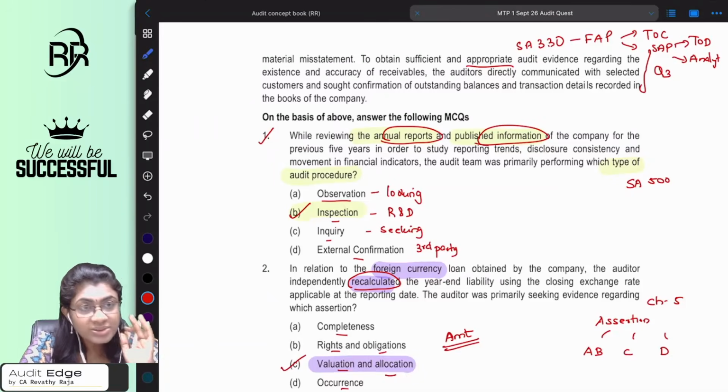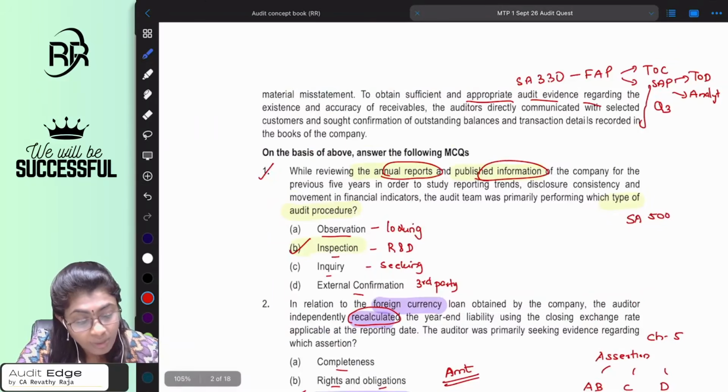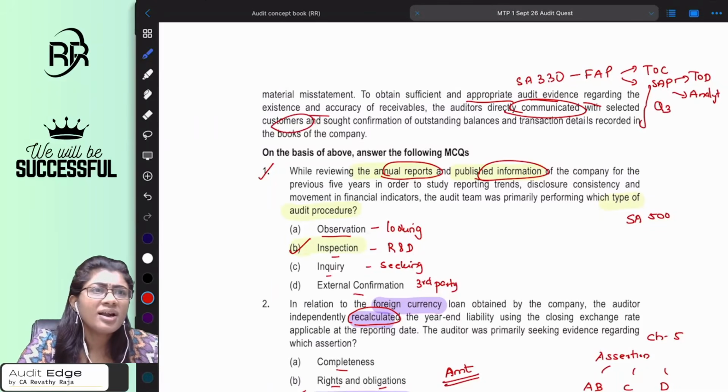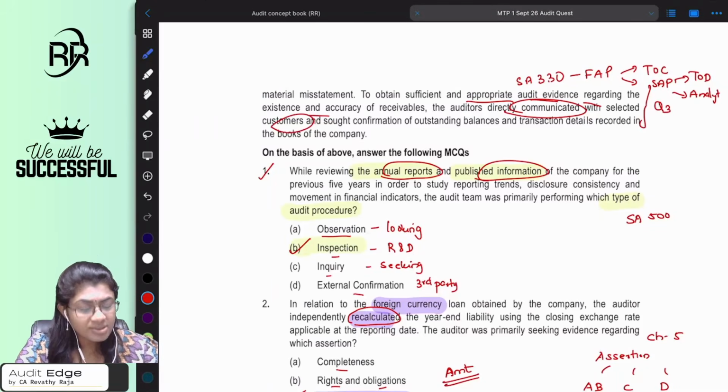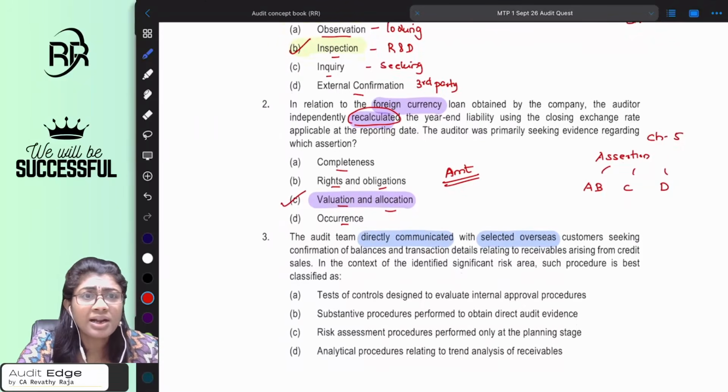Right? So risk is high in this case. So you have to obtain more evidence where you directly communicate with the customers. This is the procedure in which you are directly communicating with the customers and obtaining evidence. It is external confirmation.